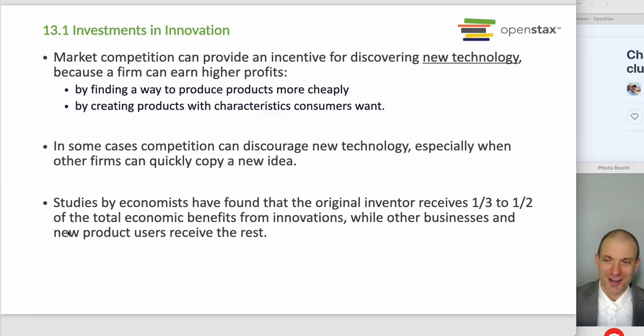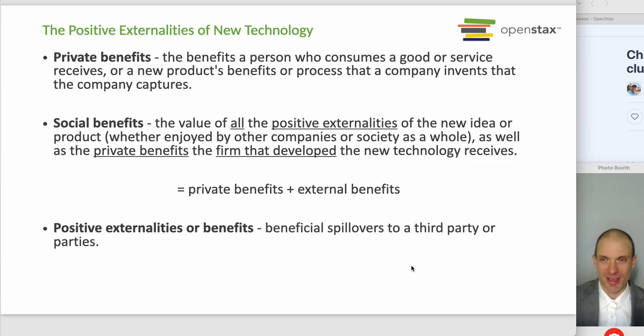Well, new product users, that's going to be consumer surplus as part of the economic benefit. So we're not so worried about that. These other businesses, well, who knows? Maybe they're directly opportunistic and they're kind of stealing the invention, but it could be that there's other businesses that improve it and then actually widen the size of the economic pie to begin with. So hard to know exactly what to make of that figure.